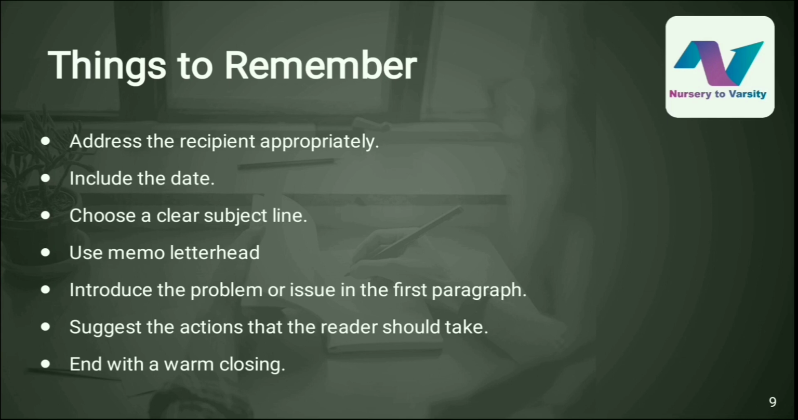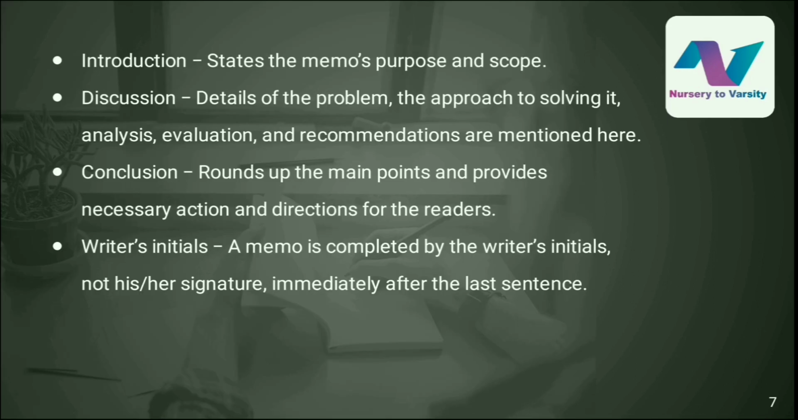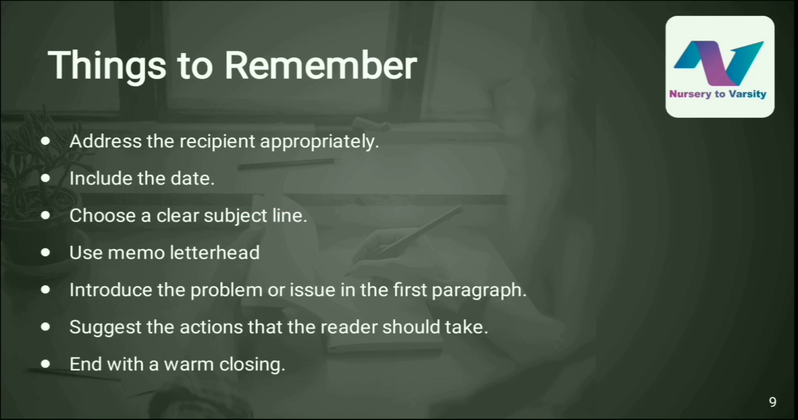Introduce the problem or issue in the first paragraph. As I told you in the format, there are three parts of a message, and the problem should be mentioned in the first paragraph itself. Suggest the actions that the reader should take. If you are mentioning the memo's purpose and scope in the first paragraph, that means you are mentioning the problem in the first paragraph and then the details in the second paragraph. In the first paragraph, you just have to write that the company's policy has changed, and in the second paragraph, you have to mention it in detail.